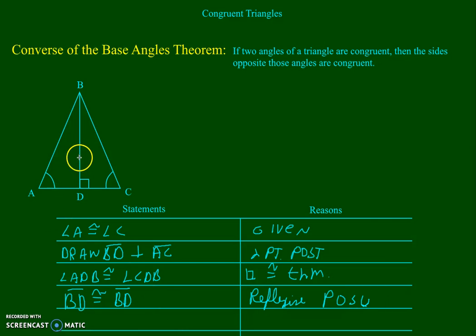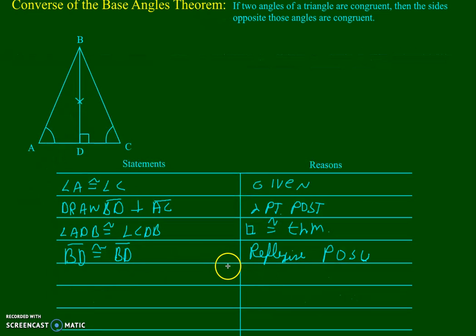And because this is congruent to itself, I can say that these two triangles are congruent by angle, angle, side. Angle, angle, side. So let's give ourselves a bit of room. So now we say triangle ABD is congruent to triangle CBD, and that is angle, angle, side congruence theorem.